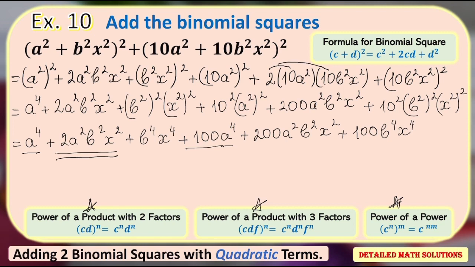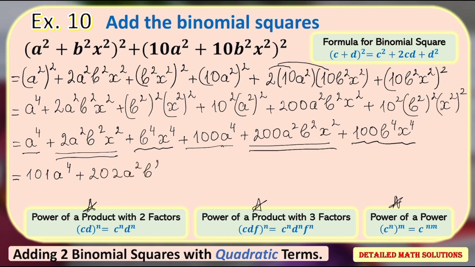with 200a²b²x². And then lastly I can add b to the 4th x to the 4th with 100b to the 4th x to the 4th. This way I get 101a to the power of 4 plus 202a²b²x² plus 101b to the 4th power x to the 4th power.